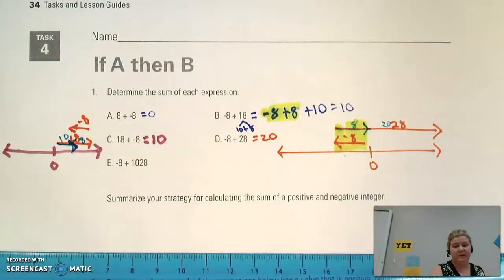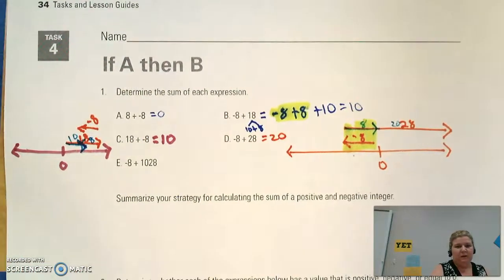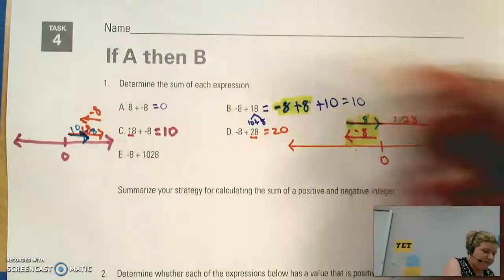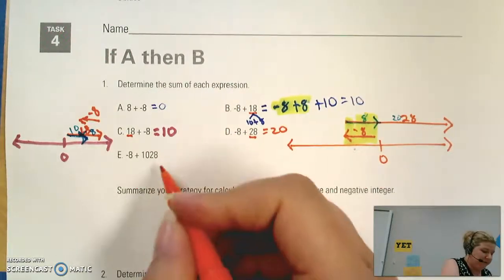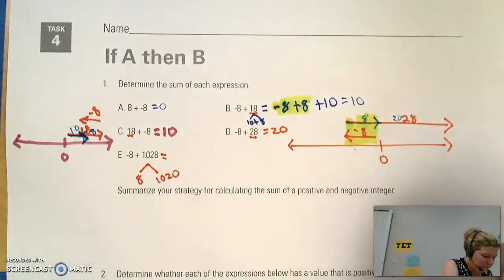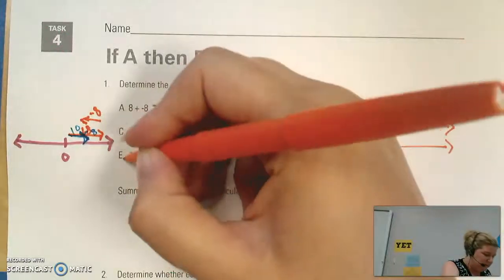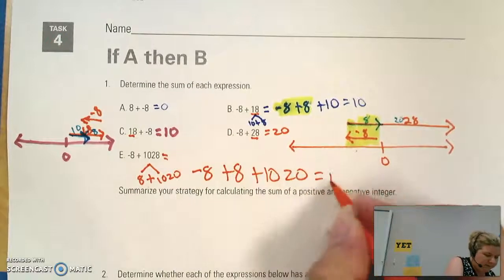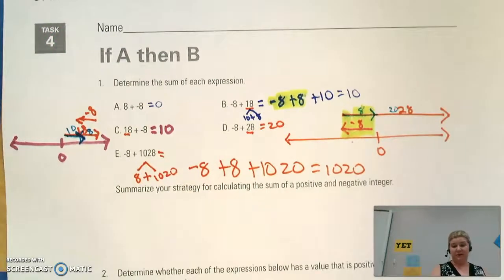And I'll go back to the other question that I've been asking, which is, do you have more positives or negatives? In this case, you had more positives. More positives. Same number gives you 0. More positives. So here, again, I have more positives. So my answer will be positive. I'm going to decompose this into 8 and 1020. So I can see that negative 8 and 8 makes 0. And then I have the 1020 left. Final answer, 1020.